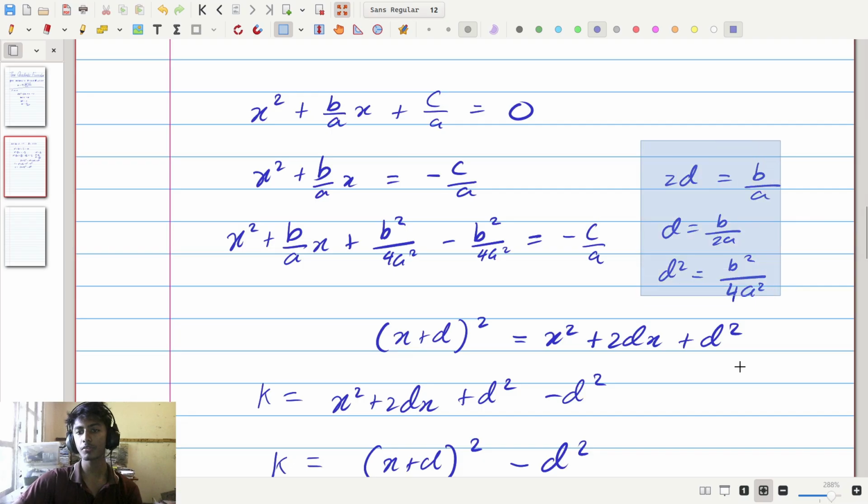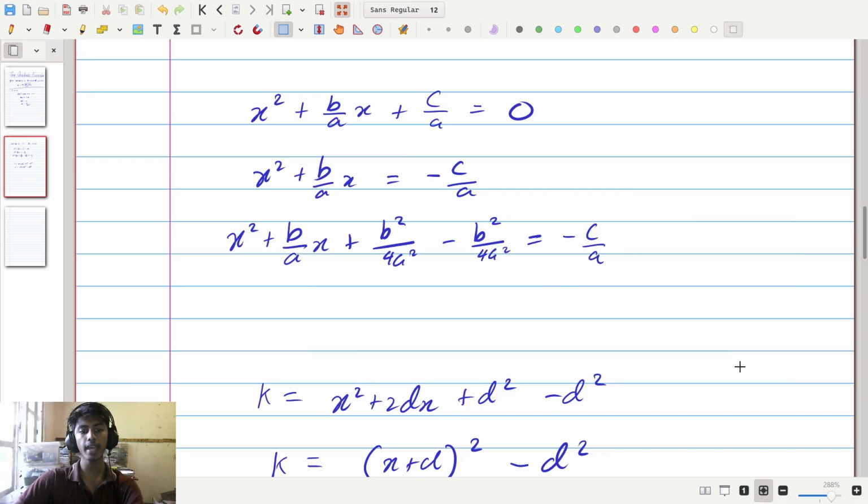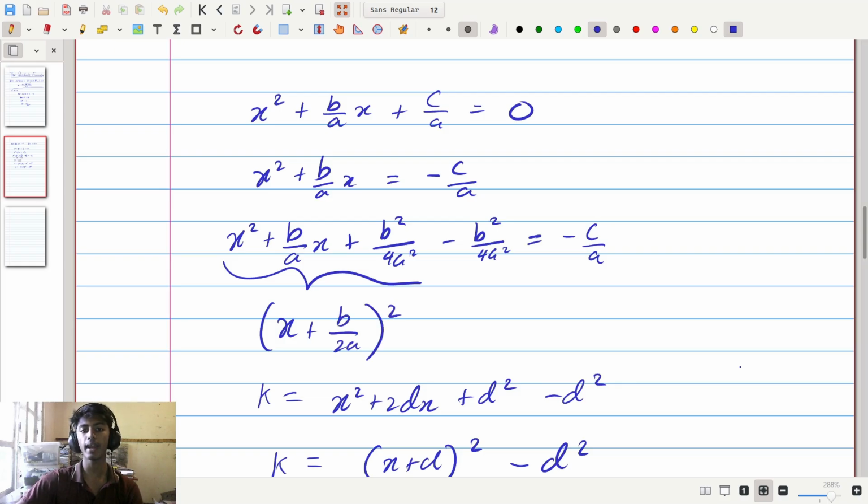Now let's cut out some of this rough work and consider what we have here. Here we know that we have the formula of x squared plus 2dx plus d squared, where d is b divided by 2a. Now we can see that then this complete square can be written as x plus d squared, where d is b divided by 2a. Therefore, this set of terms here could be written as x plus b divided by 2a whole thing squared, and then additionally to that we have the minus b squared divided by 4a squared, and that is equal to negative c divided by a.